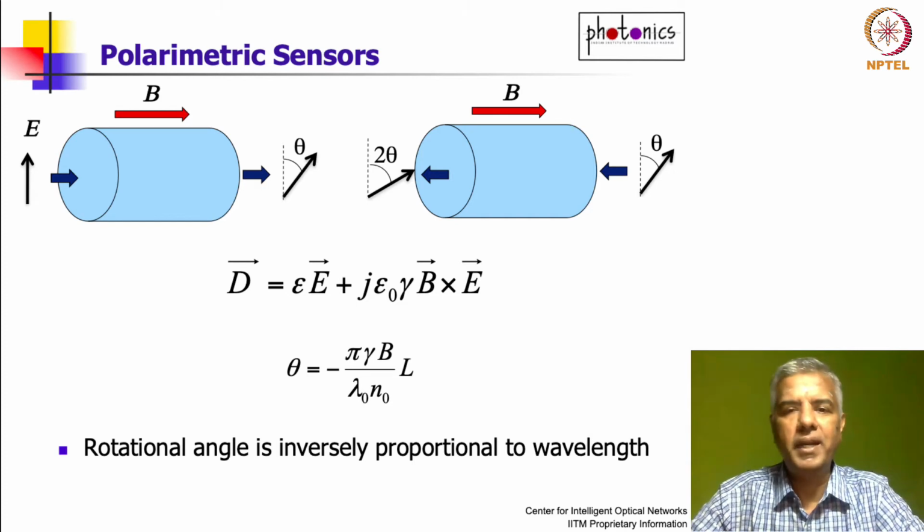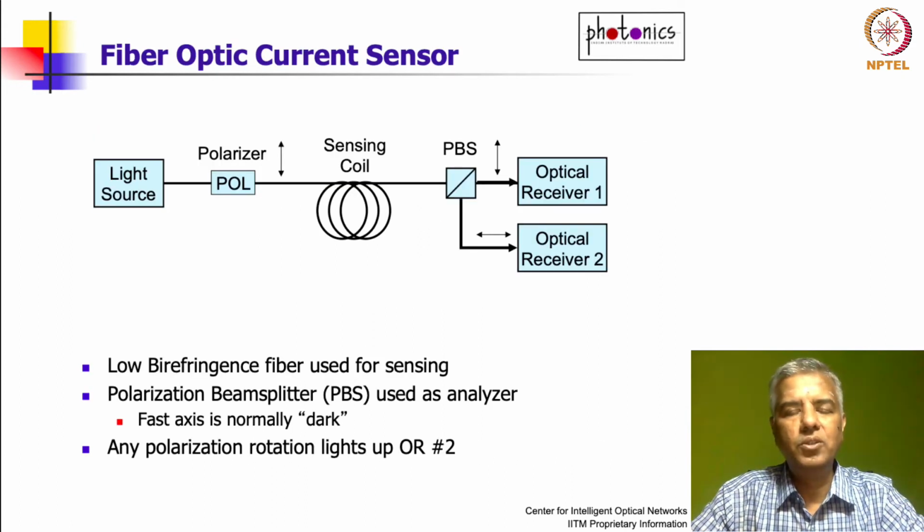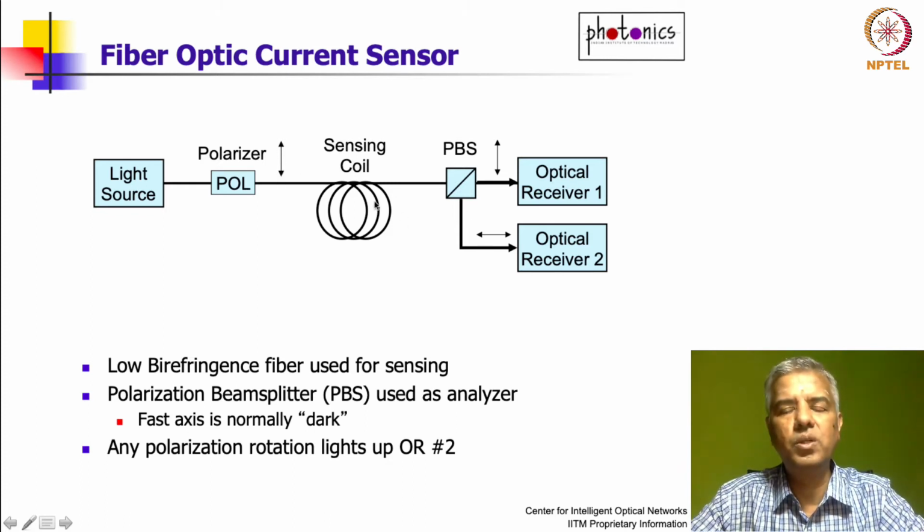But we are planning to use this for a sensor. So let's see how it can be used for a sensing application. To see that, let's consider a light source, and let it go through a polarizer, so that what's coming out of the polarizer is vertically polarized. Then it goes through a certain length of fiber, and on the other side you have an analyzer, which in this case is called a polarization beam splitter.